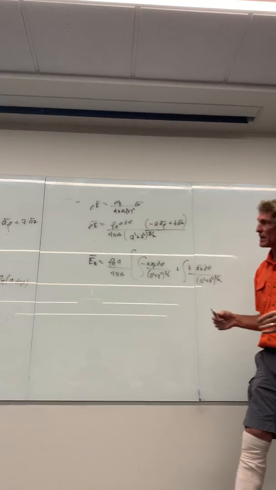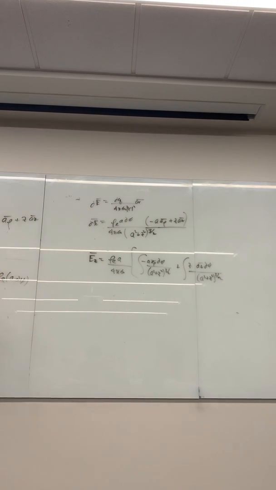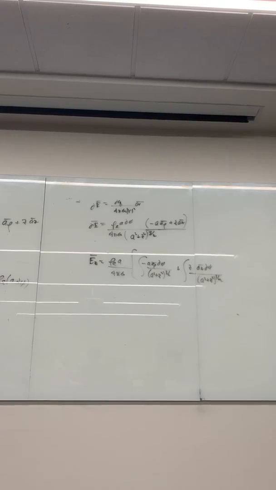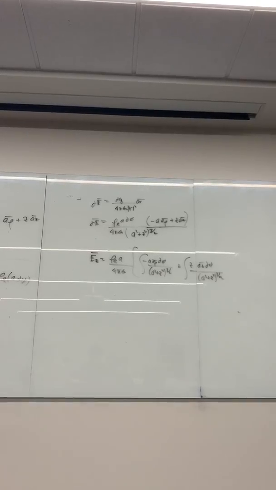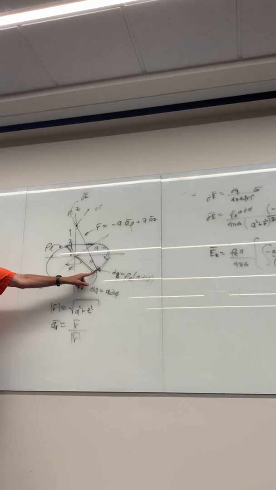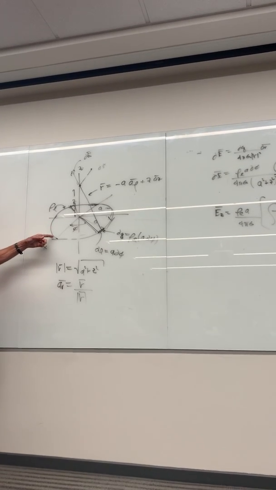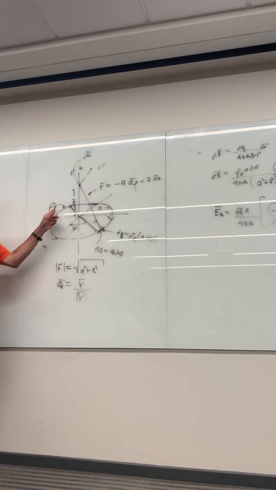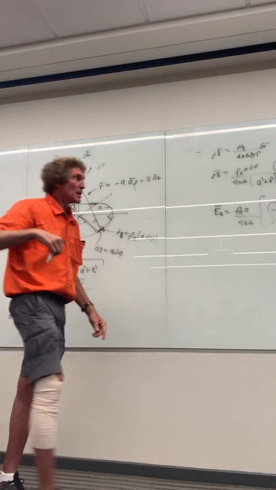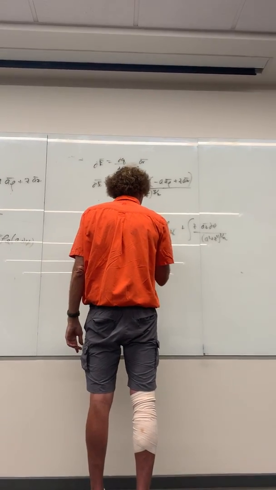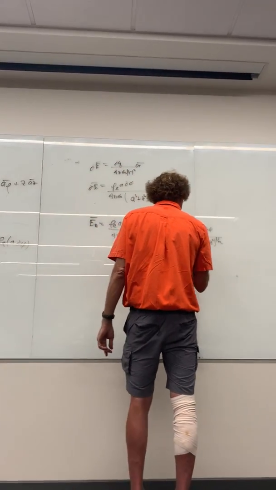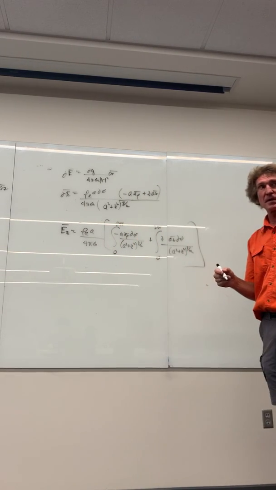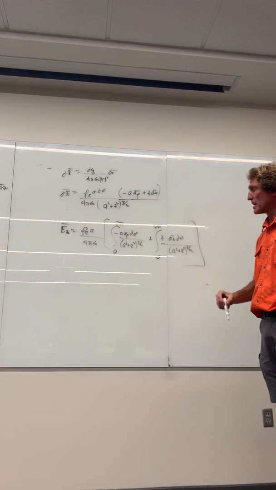And I'm going to mention one thing. Both of these integrations are in phi. Remember, phi is this measurement, right? It's from the x-axis, in the xy plane, to the point you're at. Well, how far do we go if we're going to integrate around the whole loop? From phi equals where to where? 0 to 2 pi, all the way around. So this goes from 0 to 2 pi, and this goes from 0 to 2 pi. And that's it.